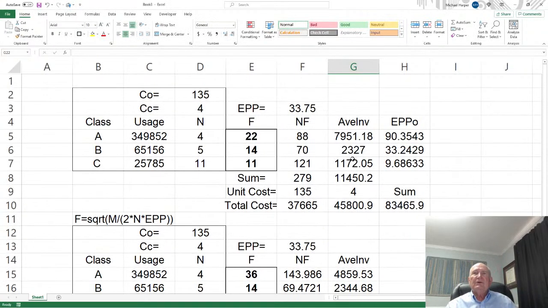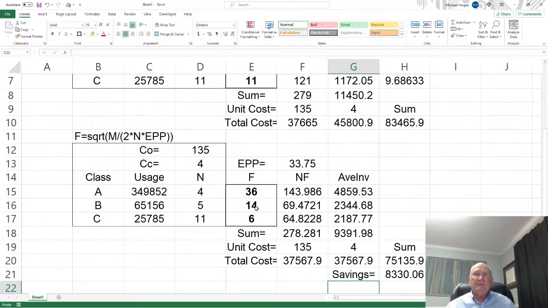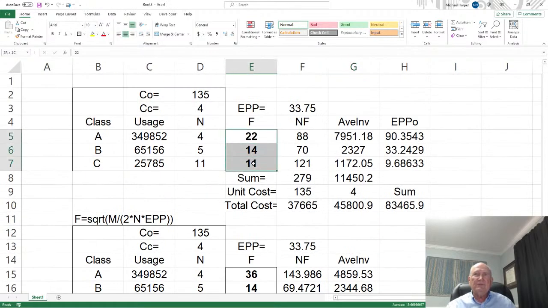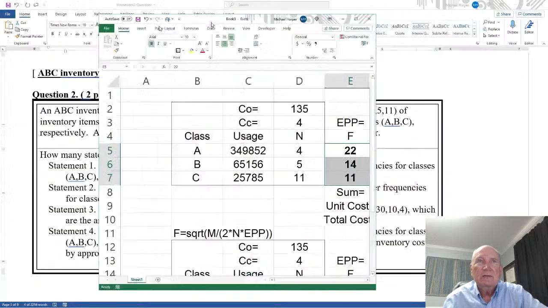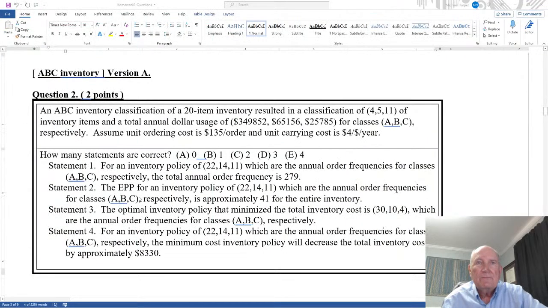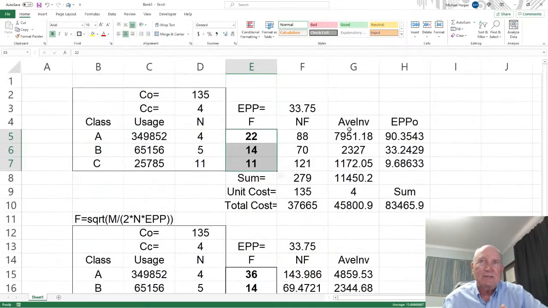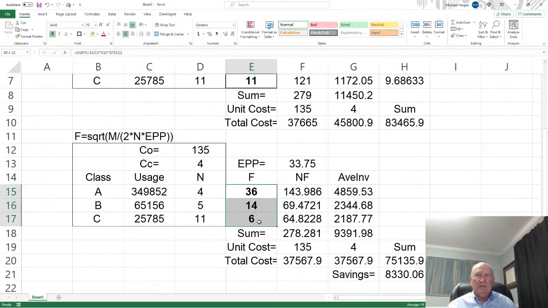Now that we have this set up, this is optimal. We can put other numbers in here. I think down here it says the optimal inventory policy that minimizes cost is 30, 10, and 4, which are the annual order frequencies for A, B, and C. So the question is, is that true? All the questions down here can be answered from these two tables. This is the policy they're evaluating, and this is the optimal policy.